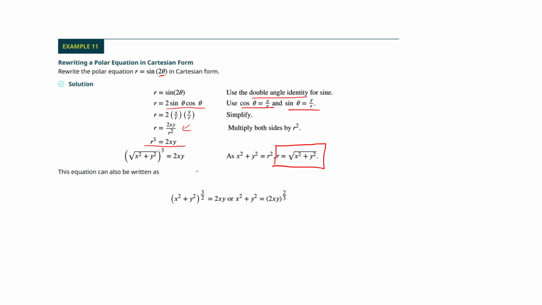Now again, there's some fancy movements you could do, but if you get this far for me, that's good enough. You've gotten rid of all the thetas and r's, and I would take it. It could be recreated in this form, but it's not necessary.